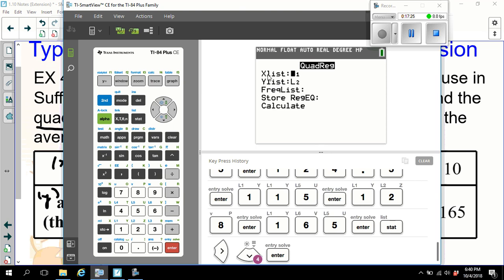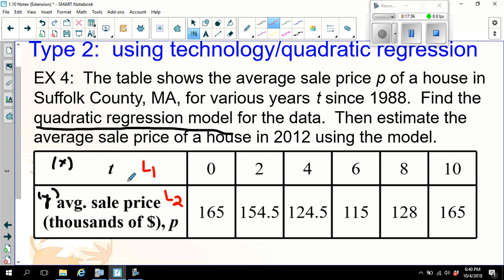Now you're going to see XList, right? That's our L1. The YList is our L2. We have already established that because remember, when we go back to our table, we said the time, which is the X values, was our list 1 or L1. And then our price was our Y value, so that was L2.